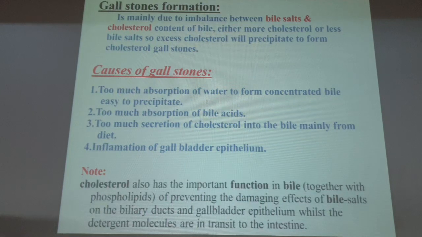So what are the causes of gallstones? Either too much absorption of water, or too much absorption of bile acids, or too much secretion of cholesterol, or there is inflammation in the wall of the gallbladder.